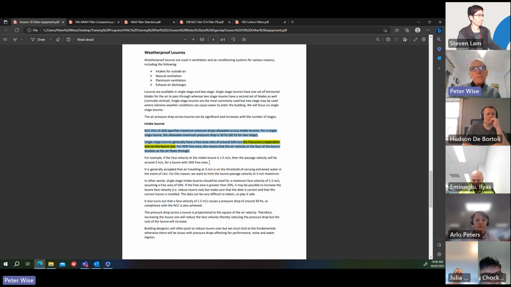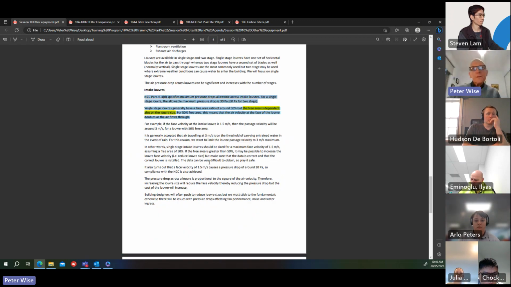It's generally accepted that air travelling at 3 metres a second is on the threshold of carrying entrained water in the event of rain. So if it's raining outside and you're dragging air in at a passage velocity greater than 3 metres a second, you're probably going to bring water in as well. This is the critical part with intake louvers. You don't want that to happen. You don't want to be bringing water into the building or into your ductwork.